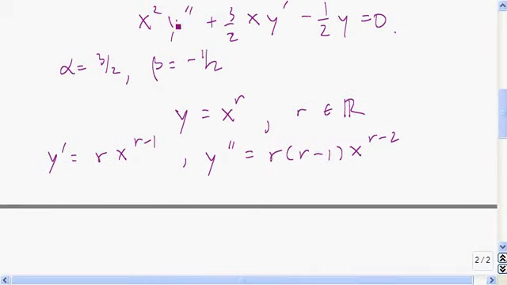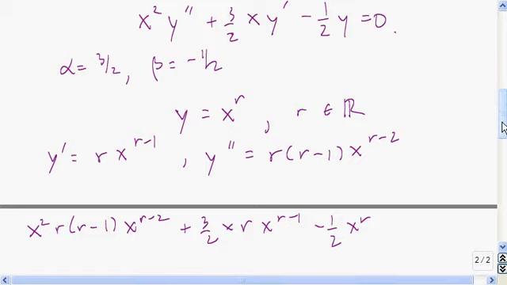Okay, so we have x squared y double prime, so x squared times r(r minus 1)x to the r minus 2, then plus 3/2 x times y prime, minus 1/2 y.